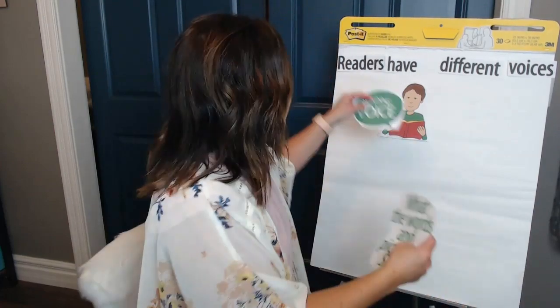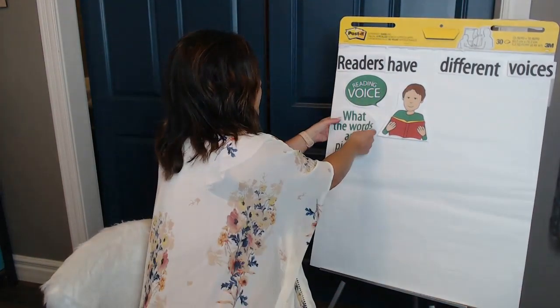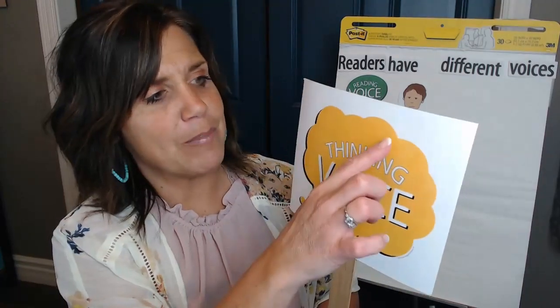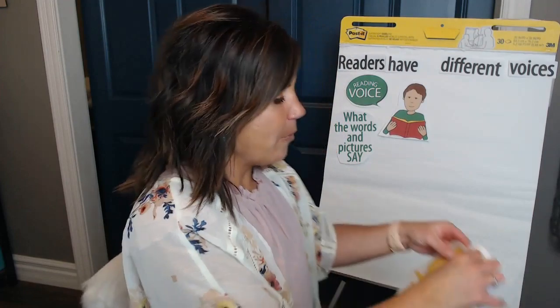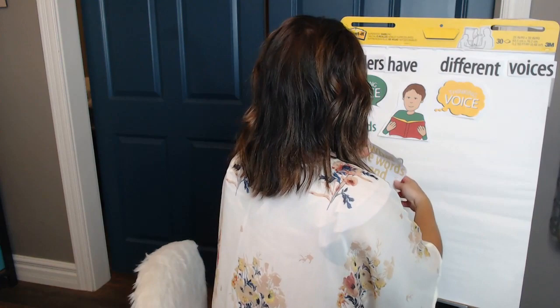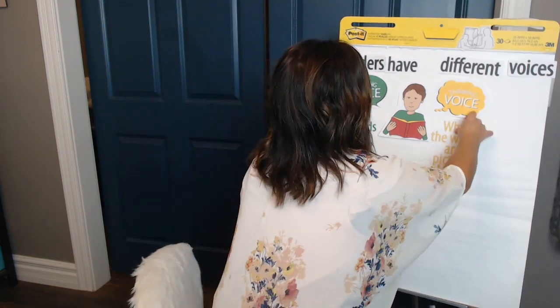I like how the reading voice is shaped like a speech bubble because it's what you're actually saying when you read. And it's always on green paper. And so we have the reading voice, and that's what the words and pictures actually say. And then you have your thinking voice, and it's shaped like a cloud, like a thought bubble. It's what you're thinking. It's that voice that's whispering thoughts to you when you're reading. And it's on yellow. And so we're going to put the thinking voice on this side of our reader, and then it's what the words and pictures mean.